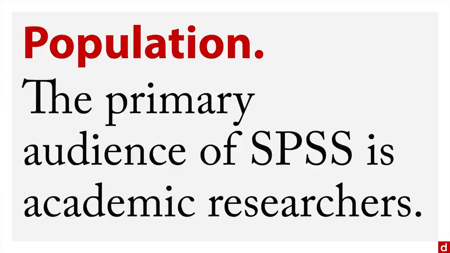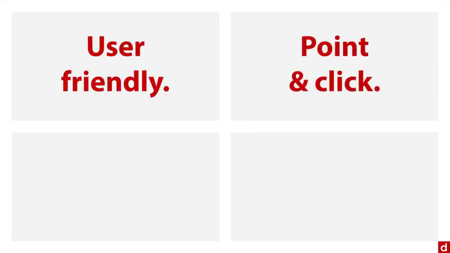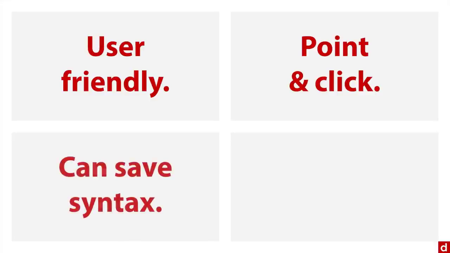Really, what this tells you is something about the population or the audience for SPSS. The primary audience of SPSS is academic researchers, especially in the social sciences, but in other fields like business. Now, there's some reasons that SPSS is popular in these fields. Number one, it's user-friendly. It's got a point-and-click interface, which allows you to assemble code really quickly. You can save that code as what's called a syntax file, and then you can reuse it, you can adapt it, and you can share it with others.